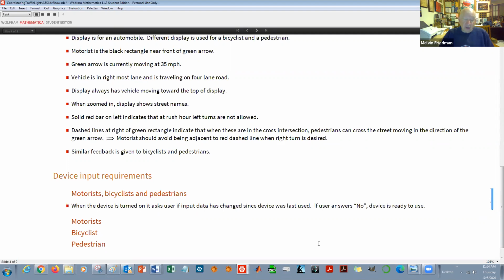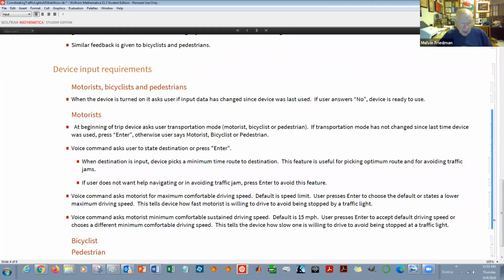So basically, when you turn the device on, it wants to know if you're a motorist, bicyclist, or pedestrian. And if it hasn't changed, you just press enter. If you're a motorist, it'll ask you what your destination is. And if you want to give your destination, you give it by verbal command. And if you don't want to give your destination, you just press enter.